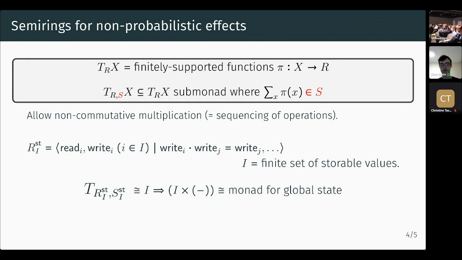We can present the semiring using a short list of equations on top of these generators. For example, the equation I've written down says if you write little i to the memory, then write little j, that's the same as just writing little j without the first write. Now, if you choose the right subset S, then the generalized probability monad that you get is precisely the usual global state monad.